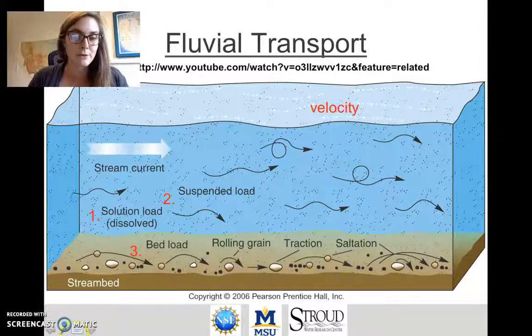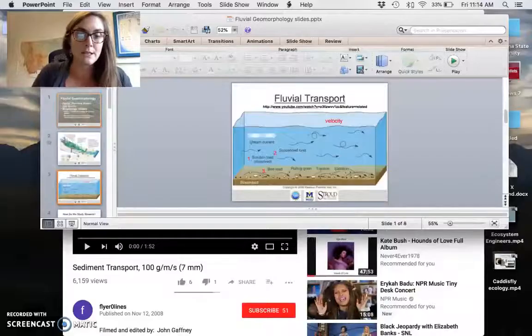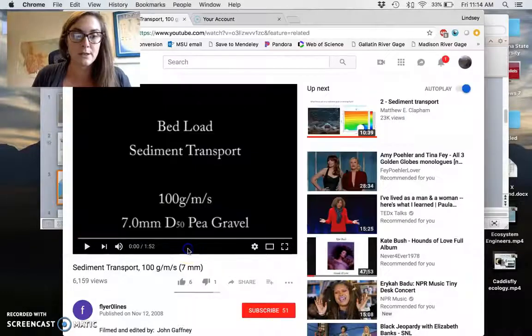And then the final group here is the bed load. So these are the particles on the bed that are too large to be suspended up into the water column, and instead they move by rolling or a process that's called saltation, which essentially just means that those particles are skipping along the bottom of the river. Let's take a look at what that actually looks like.